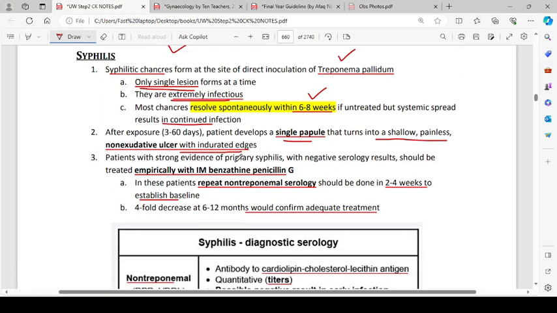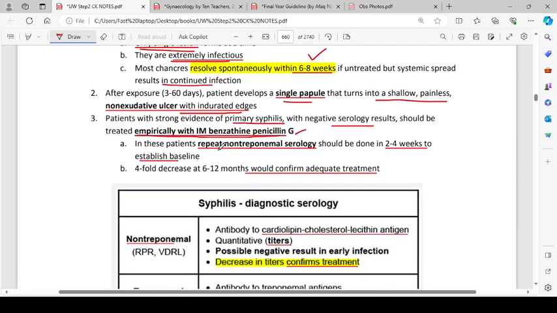Patients with strong evidence of primary syphilis with negative serology results should be treated empirically with IM benzathine penicillin G. In these patients, repeat non-treponemal serology should be done in 2 to 4 weeks to establish baseline.